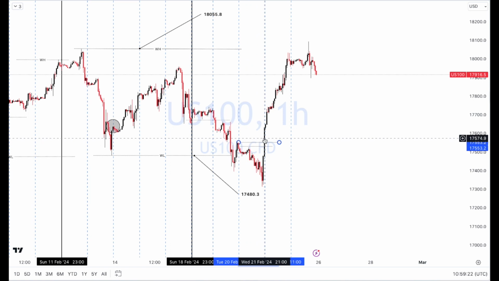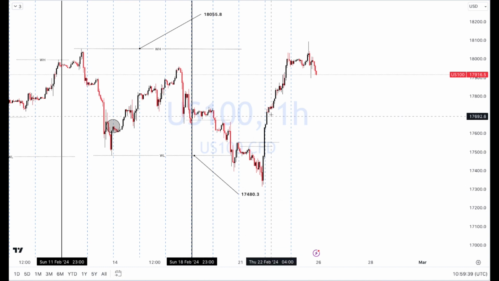So when I woke up in the morning, I could see that price basically had done all of this. It was up here somewhere, neck and neck with the consolidation of the Monday. So what I did was I put in a buy right here. I put in a buy right there.